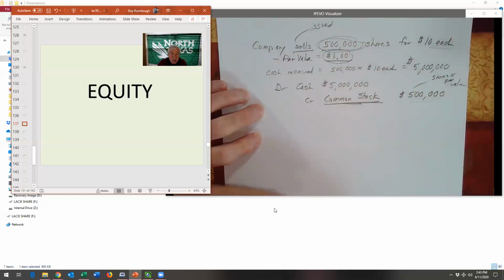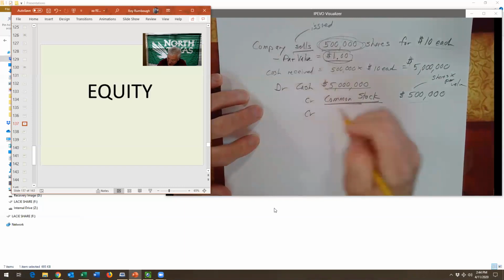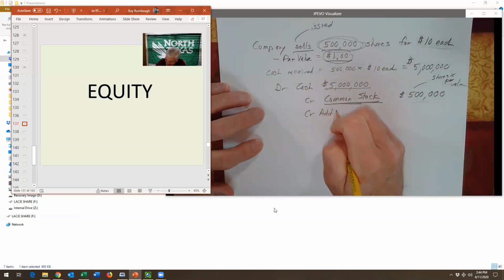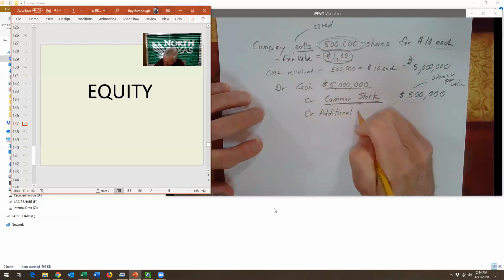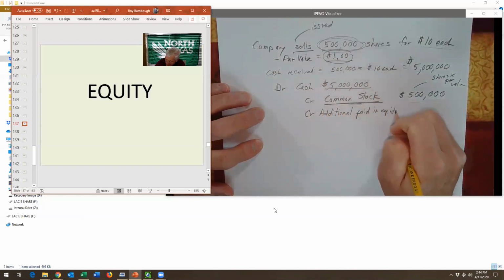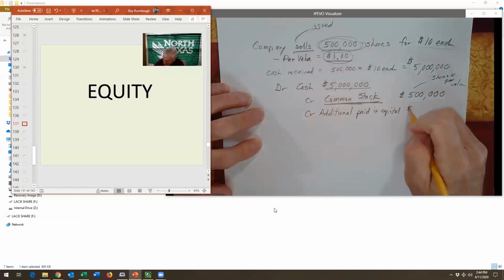So there's a credit. Here's the issue. While we received $5 million and we debited cash for $5 million and we credited common stock for $500,000, the total paid in capital is $5 million. So we have to have another account. And guess what that's called? We are not creative with our names. We make it easy. Additional paid in capital. In other words, it's an addition to the par value. We've got $4.5 million.